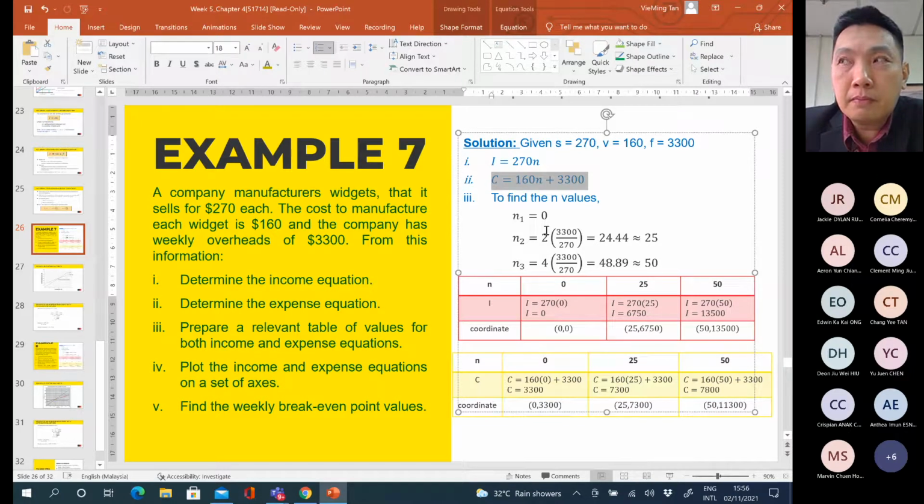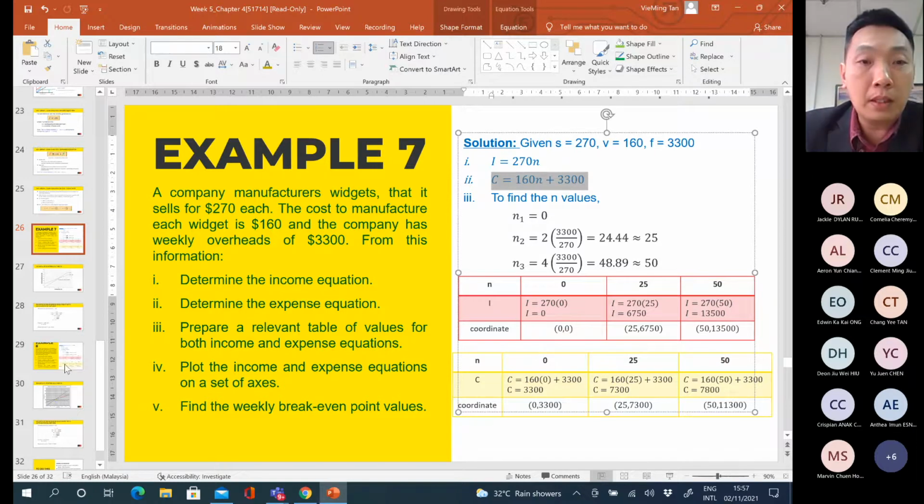So far so good? Now I'd like to move to part 5 first. Find the weekly break-even point values. That means you're asked to identify the break-even point between the income and cost. Break-even point means we can identify the level that the company should produce in order to cover the cost. There'll be no profit and no loss.